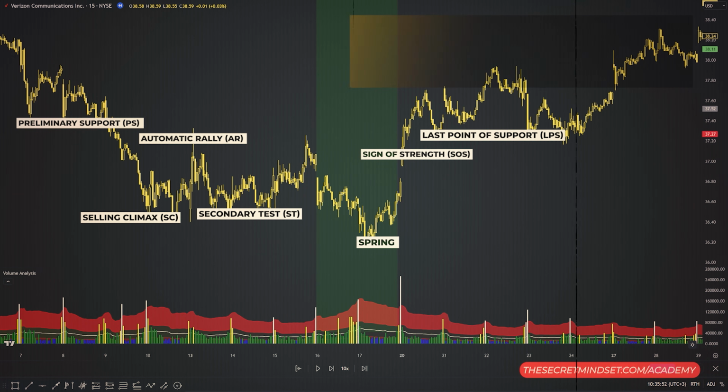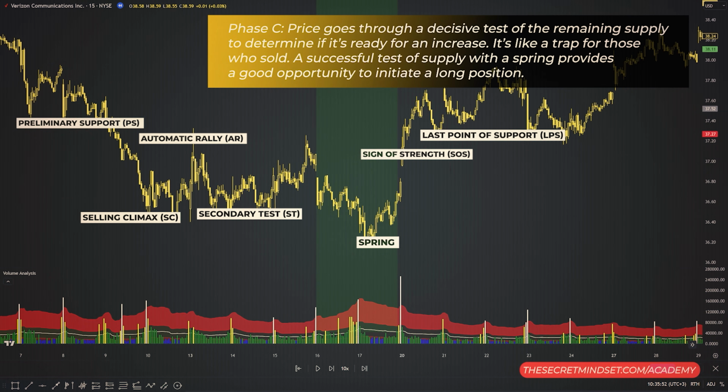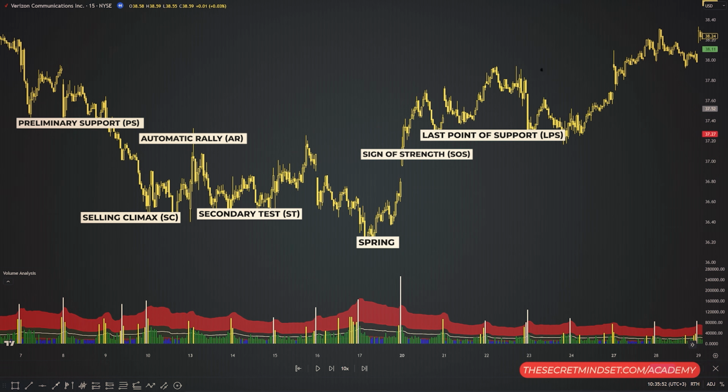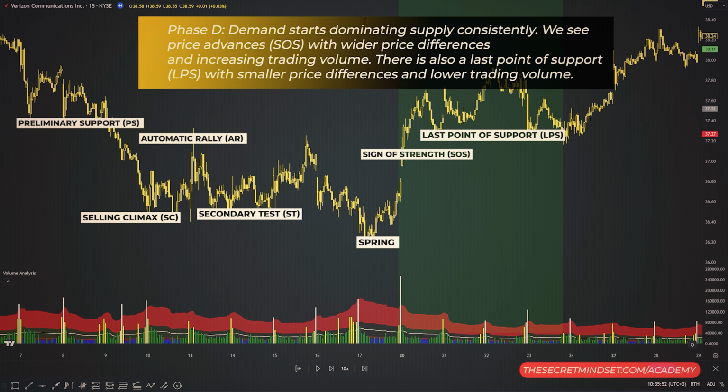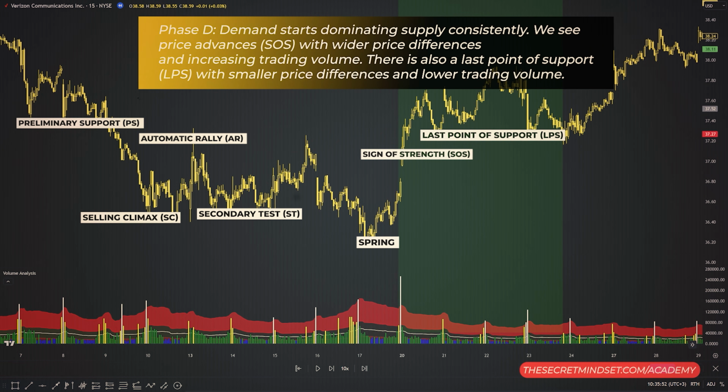In phase C, the price goes through a decisive test of the remaining supply to determine if it's ready for an increase. It's like a trap for those who sold. A successful test of supply with a spring provides a good opportunity to initiate a long position. In phase D, demand starts dominating supply consistently. We see a pattern of price advances, signs of strength, with wider price differences and increasing trading volume.